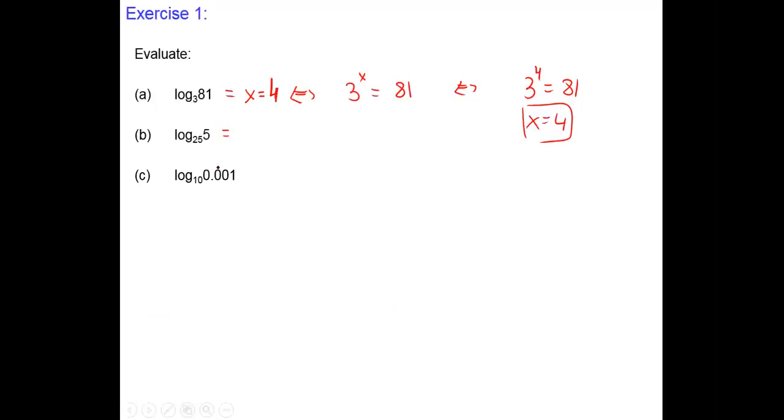Okay, and what about the second one? Log base 25 of 5. I can also put x: 25 to the power of x is 5. That means 25 to the power of what number is 5? It's 1/2. Thank you. I can write here 1/2, because 1/2 is the square root, and the square root of 25 is 5. This is 1/2. And what about the last one?